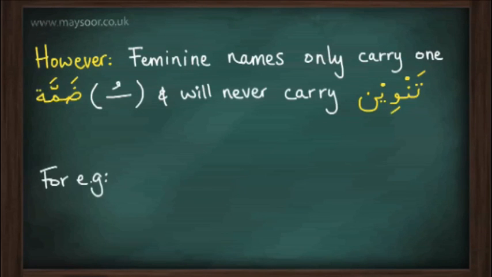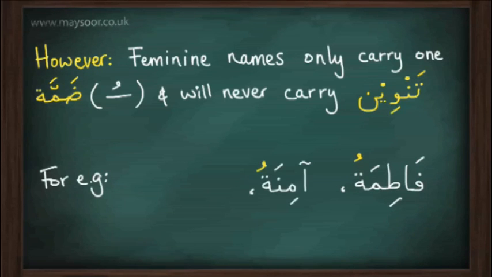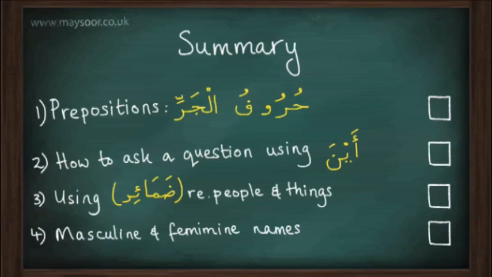For example, we can say Fatimatu, Aminatu, Ruqayyatu. We can see that these names do not end with the dhammatain, the tanween. So it would be incorrect to say Fatimatun, Aminatun, and Ruqayyatun.